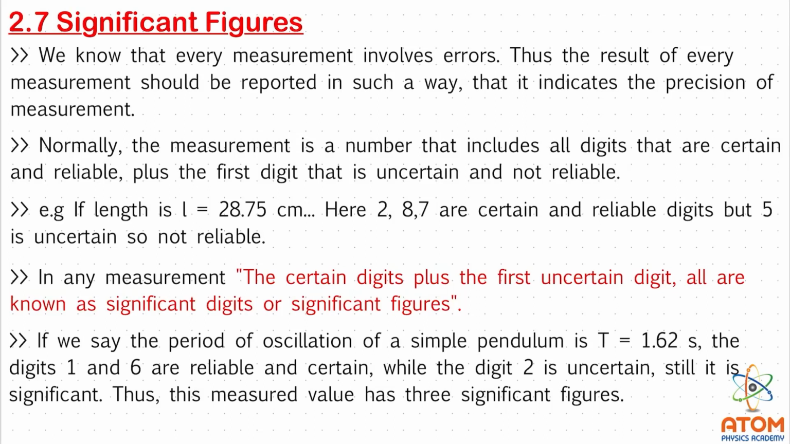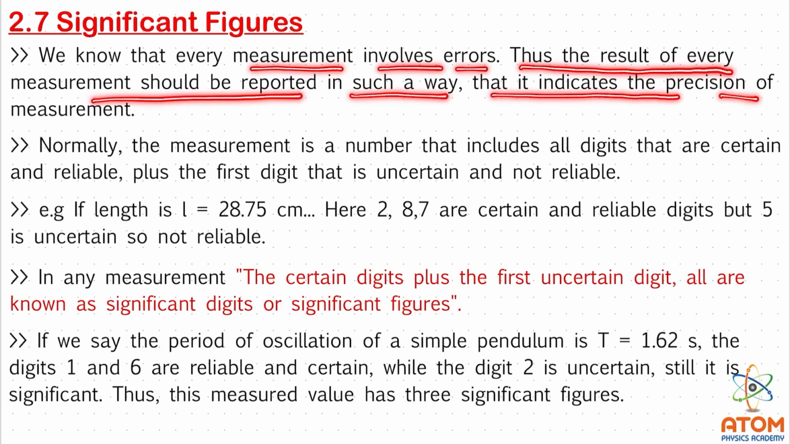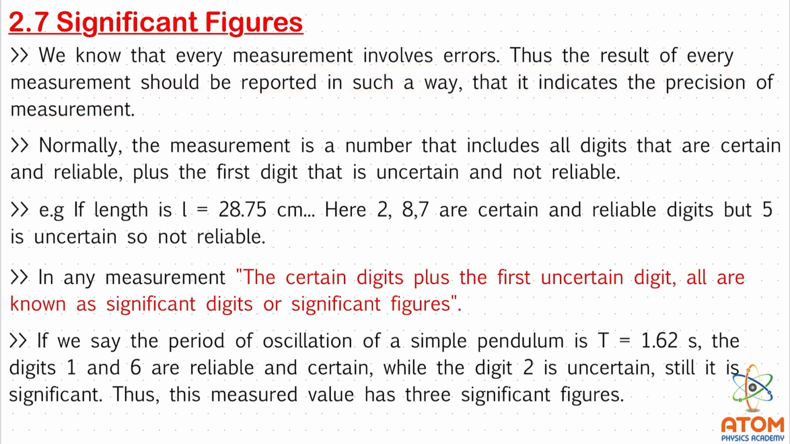Let us see topic 2.7, significant figures of chapter 2. We know that every measurement involves errors. Thus, the result of every measurement should be reported in such a way that it indicates the precision of the measurement. We know that while measuring there remains some error. That's why it is necessary to give the measurement in such a way so that we can come to know what is the amount of precision in this measurement.